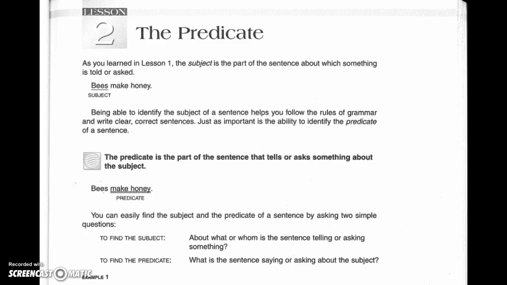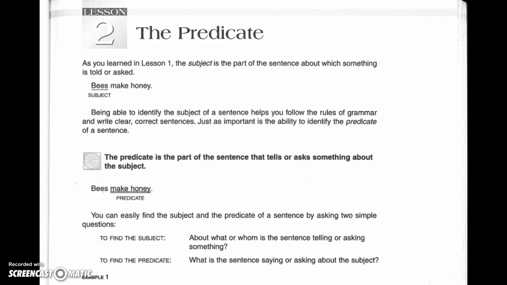Hi, this screencast is on the predicate, as you see, lesson 2. It's pretty short, and for the homework, we're going to combine lesson 2, the predicate, with lesson 3, which is called verbs. So in the screen that you can see in front of you, the predicate is defined as the part of the sentence that tells or asks something about the subject.